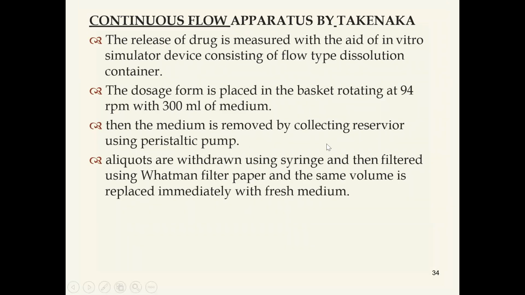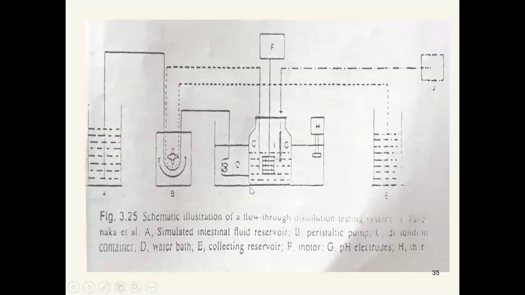So the medium is removed by the collecting reservoir using the peristaltic pump. After that, aliquots are withdrawn using a syringe and then filtered using Whatman filter paper. The same volume is replaced immediately with fresh medium to maintain sink conditions. After that, we will go for analysis. So this is about the continuous flow apparatus by Takanika method. This is the apparatus.